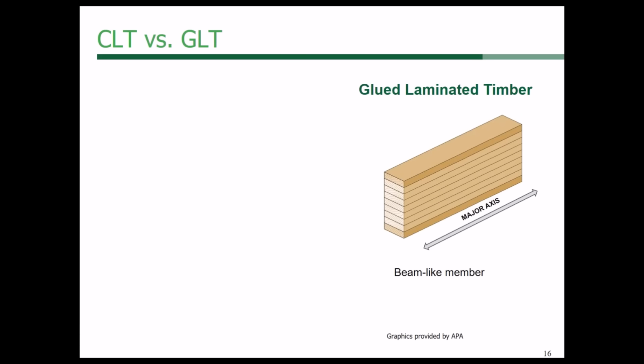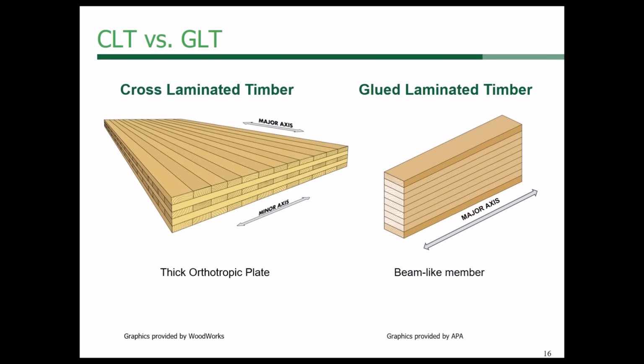So what is cross-laminated timber? This is an example that shows glue laminated timber, which is similar to cross-laminated timber in that they have layers of laminations. Glue laminated timber has all the laminations going in the major direction, so it can act beam-like, whereas cross-laminated timber is just that.